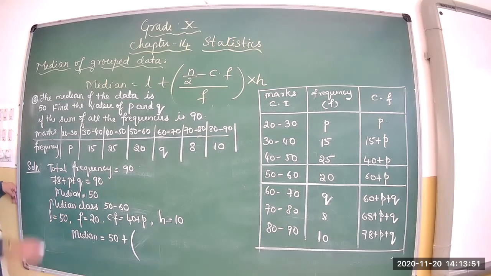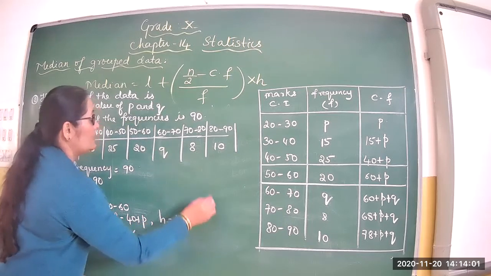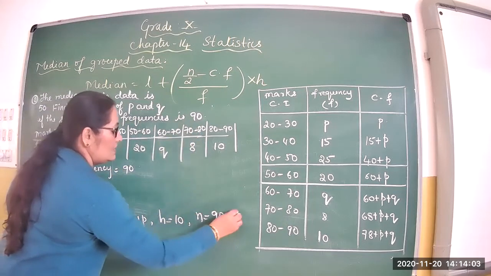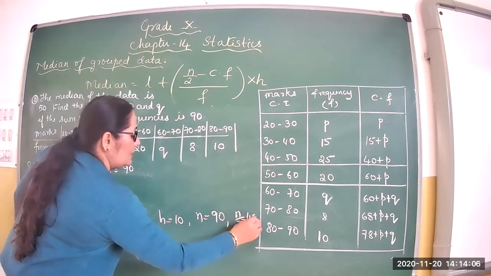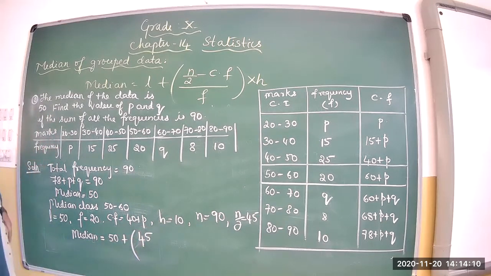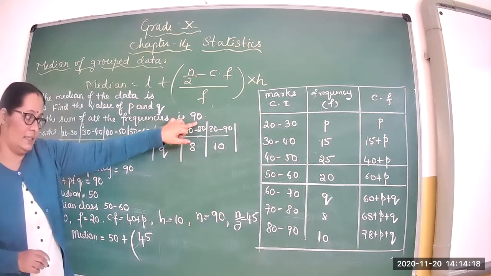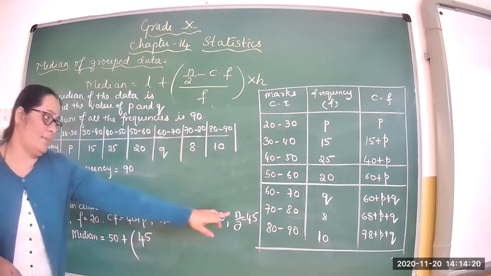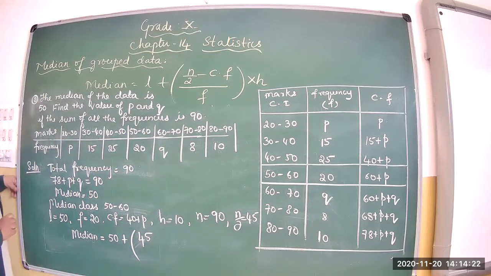N by 2 into h. See here, what is N? Total frequency is given as 90, so N is 90. What is N by 2? N by 2 is 90 by 2, which is 45. So the median is 50, and N by 2 is 45.